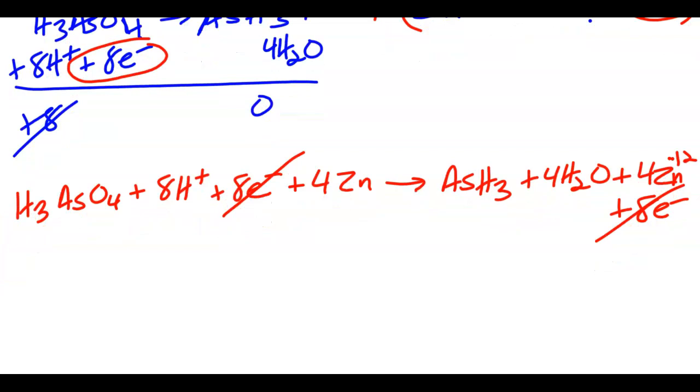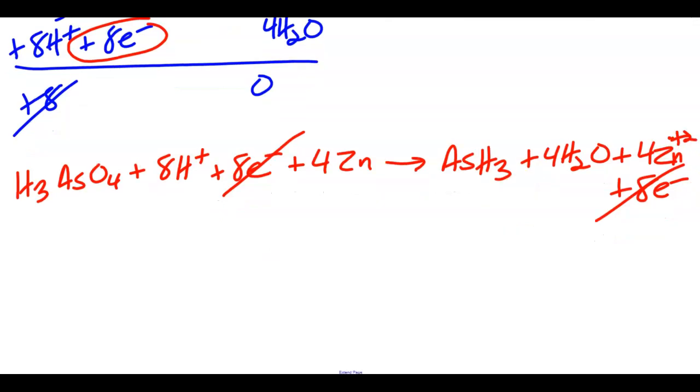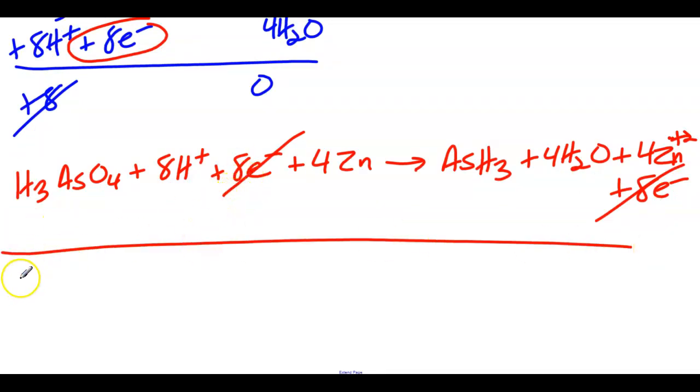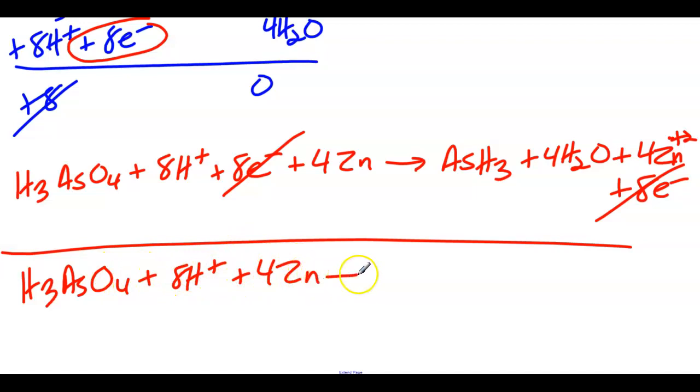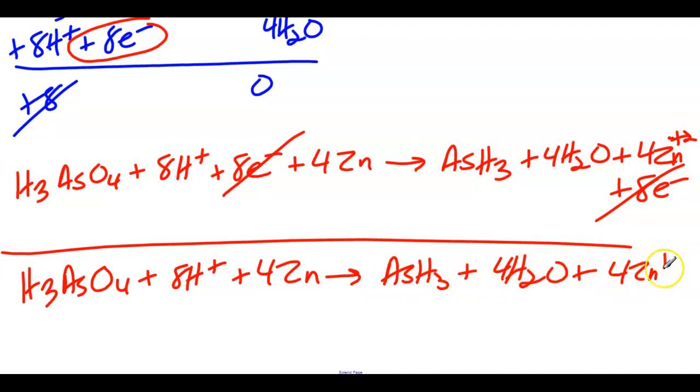If there was anything else you could cancel, okay, so if I had waters on both sides or hydrogen ions on both sides, then you would cancel whatever you can, right, to clean this up. In this case, this is the only thing, so this is actually the end of our story here. So the final cleaned up version would basically be the exact same thing, except with the electrons removed.